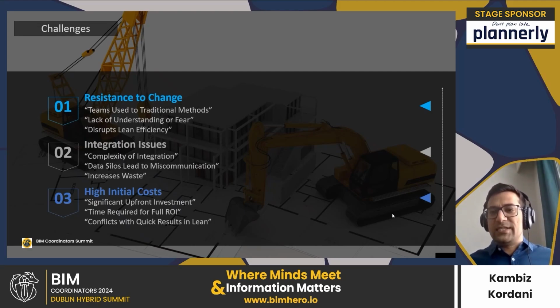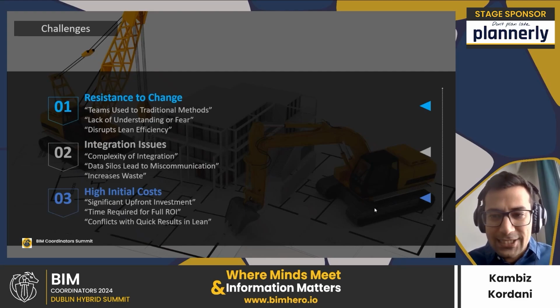In a lean environment where efficiency is paramount, this resistance can be particularly damaging. Lean construction relies on everyone working together smoothly to reduce waste and improve processes. When team members resist using BIM, it can lead to disjointed workflows. The second challenge is integration issues.